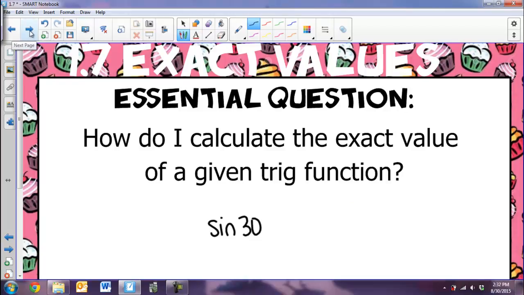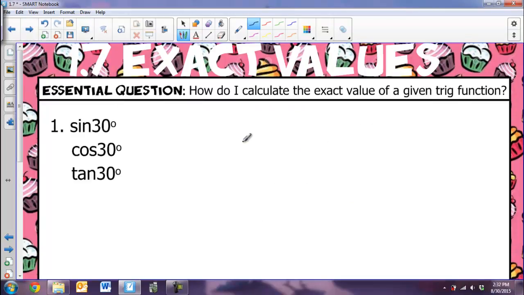So let's start by doing sine, cosine, and tangent of 30 degrees. Whenever you are doing this, we're going to draw our angle. So this is 30 degrees. If you're thinking about your unit circle in terms of degrees, that's 90 degrees. That means this guy is over here somewhere, and this is your 30-degree angle.